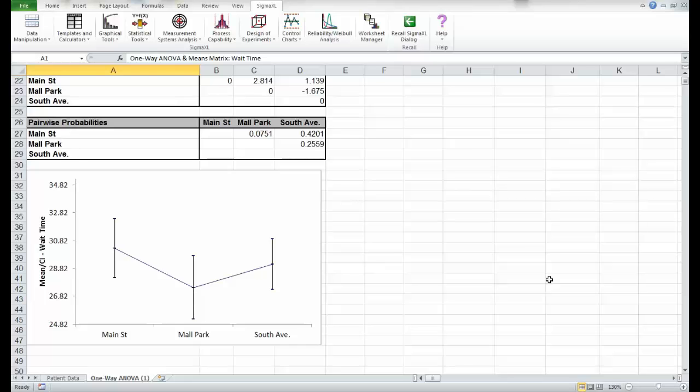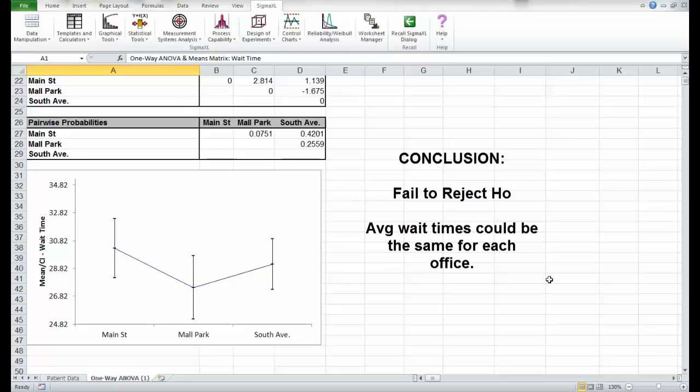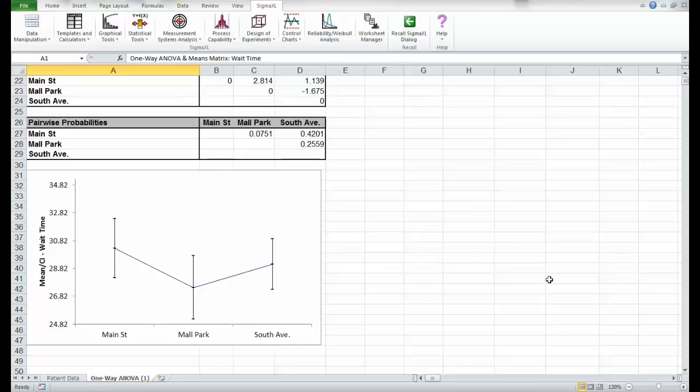Our overall conclusion: fail to reject the null hypothesis, and we go back and state that we could not find any statistically significant differences in wait times between offices. Hopefully our answers match. Let's move on.